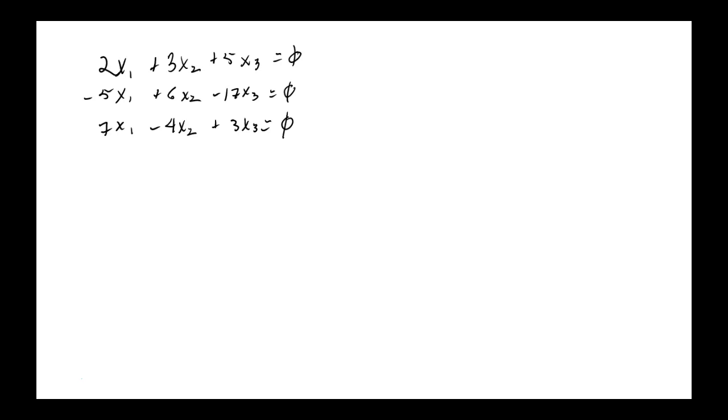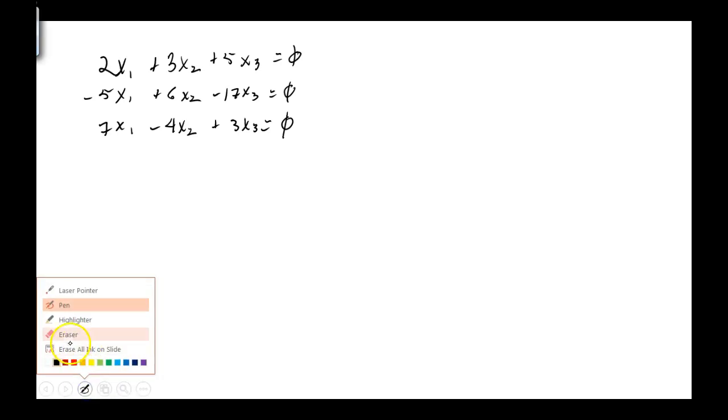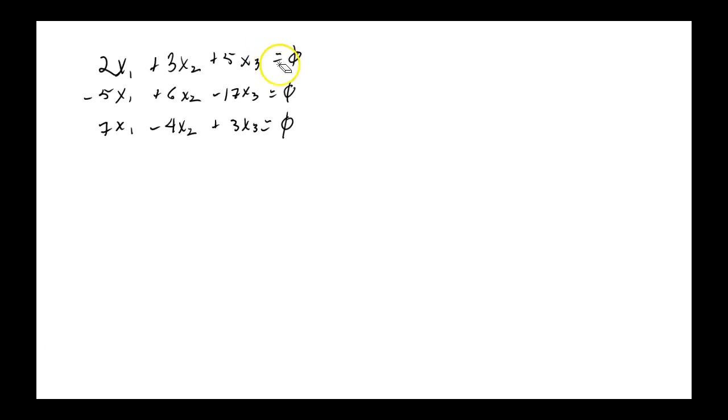Now, it says the following system has more variables than equations. Why does it have an infinite number of solutions? Let me see if I can simplify my writing of this a little bit.